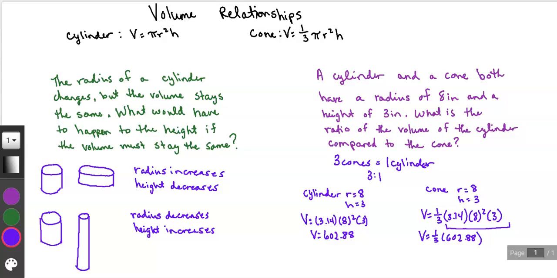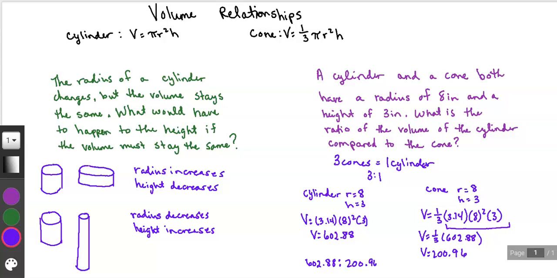But remember, this 1/3 tells me to take a third of this. So when I do that, I'm going to get 200.96. Now, you could write your ratio like this, where you just take the two volumes, put a colon in between them, and then the other volume. That is true.